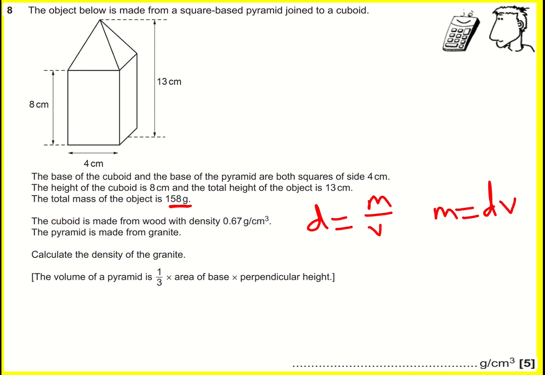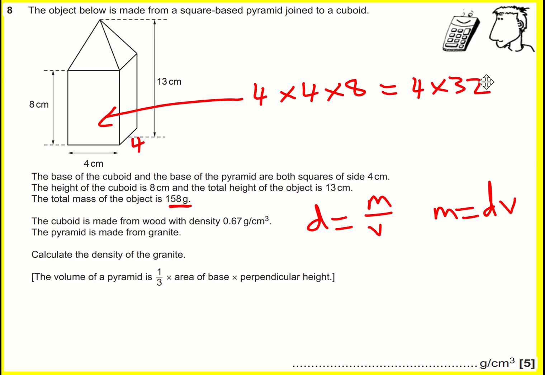All right, so we need to find the volume of the cuboid, and we're told that it's a square, 4 by 4. So the cuboid is going to be 4 times 4 times 8, and that's going to be 4 lots of 32, which is going to be 128 centimeters cubed.